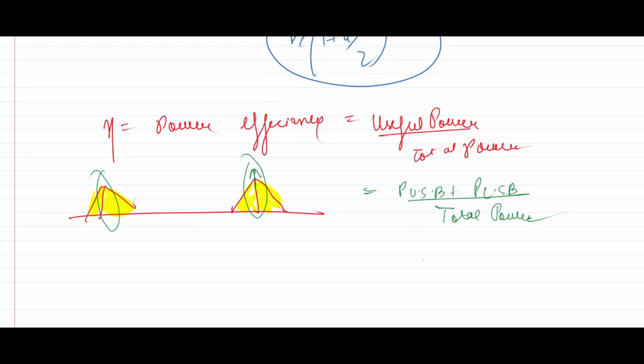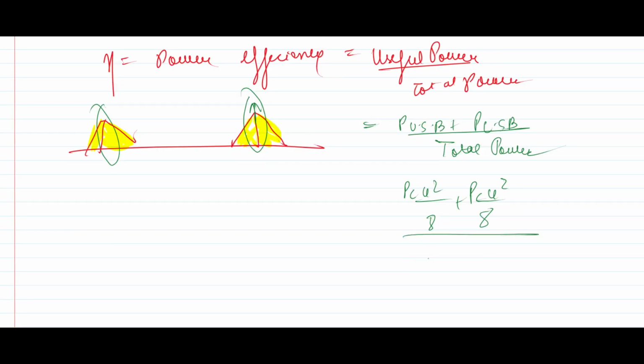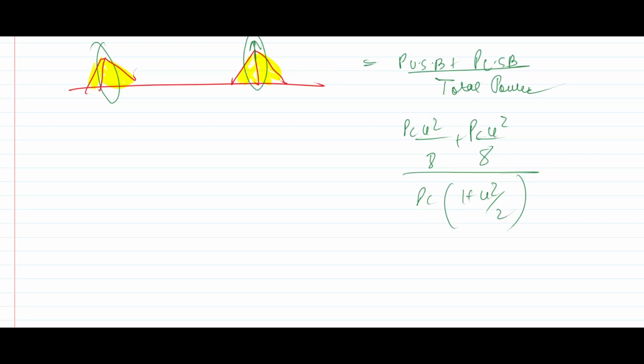So Pc mu square by 8 plus Pc mu square by 8, divided by Pc(1 + mu square by 2). After solving this, I'm really sorry, it would be Pc mu square by 4, because Pc is Ac square by 2. So we will get mu square by 2 divided by 1 plus mu square by 2.